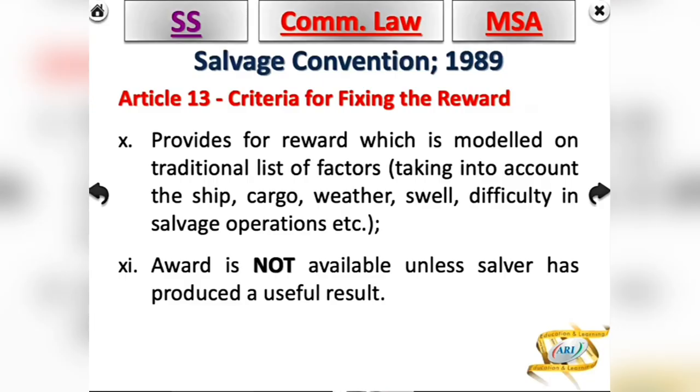Finally, these things you can write. Reward, I have said it, but we will repeat it, only add to it. The ship, the kind of cargo, if there is oil cargo, fire, LNG, LPG, what effort is there, danger to the ship's staff or their own staff, weather, stress, difficulties, everything is taken into consideration. That is Article 13 of the Salvage Convention of IMO.